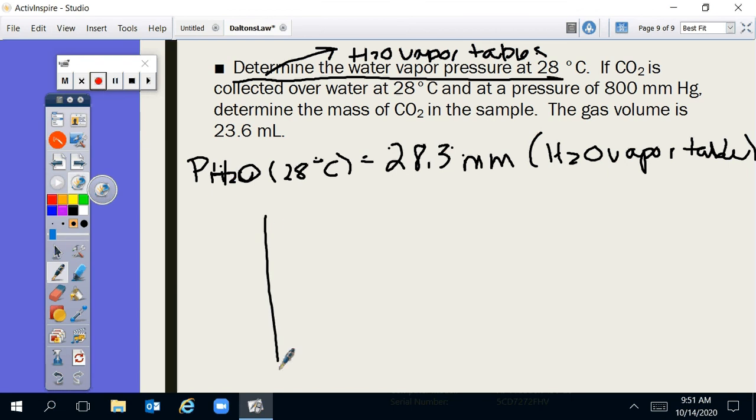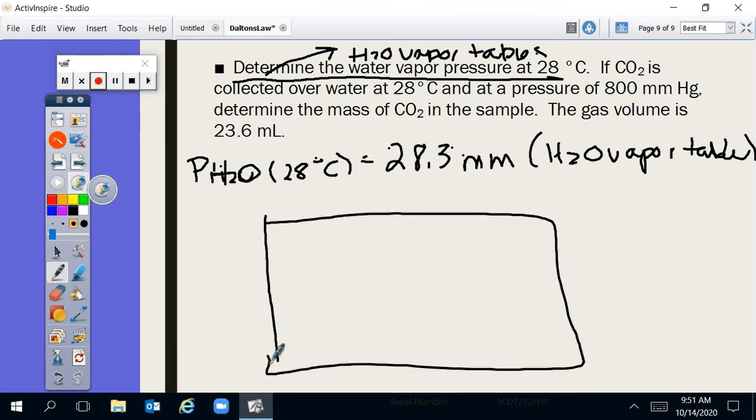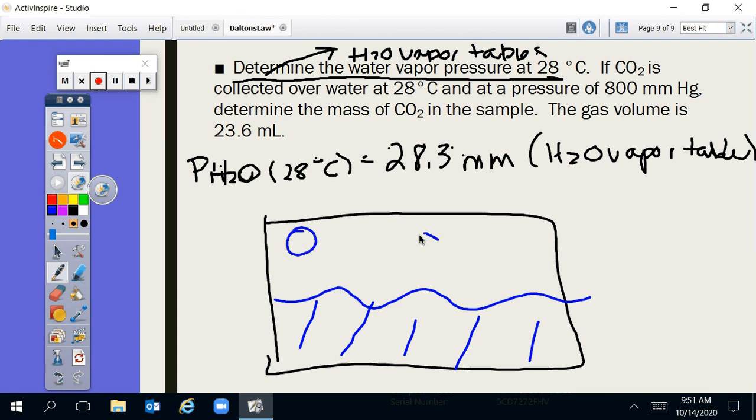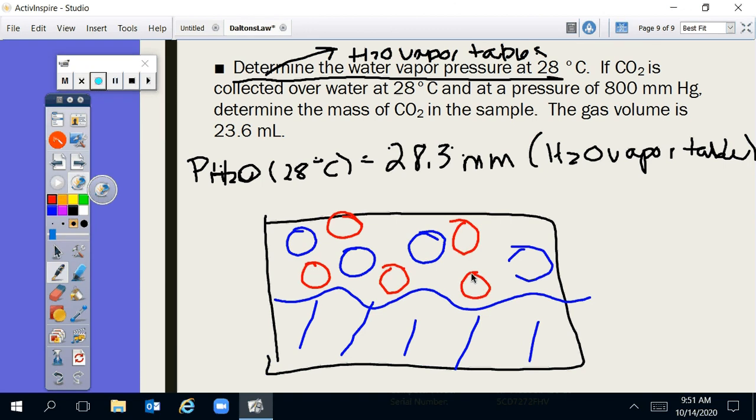If I draw a picture, like I did before, you have your water, and you're collecting gas over it. So you've got water vapor up top, we're going to use that as blue, and then we also have carbon dioxide. Now they tell us the pressure is 800 millimeters of mercury. That pressure is going to be the total pressure. If you have a gauge here, it would be 800 millimeters of mercury. That's the total pressure. We want to know the mass of carbon dioxide.